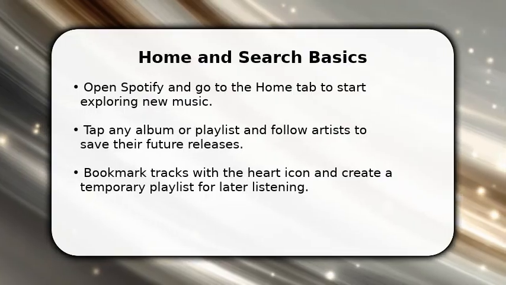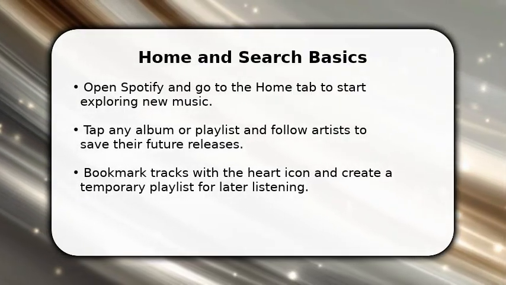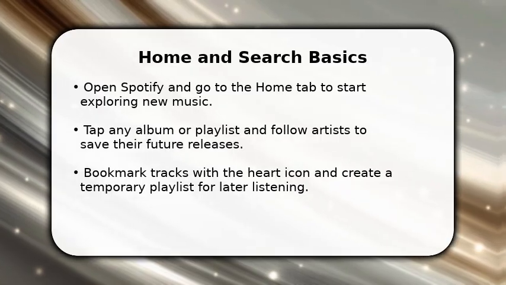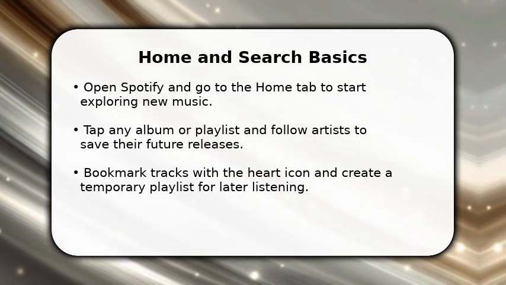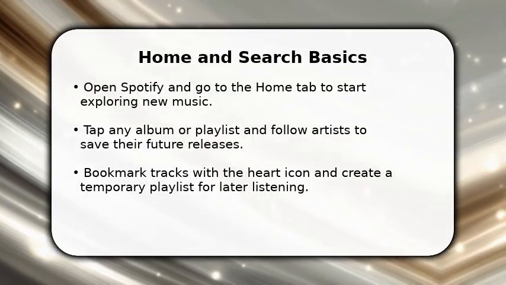Open Spotify and go to the Home tab to start exploring new music. Use the Search tab to type genres, moods, or specific terms like synthwave. Try combinations like indie folk 2024 or chill electronic for better results.